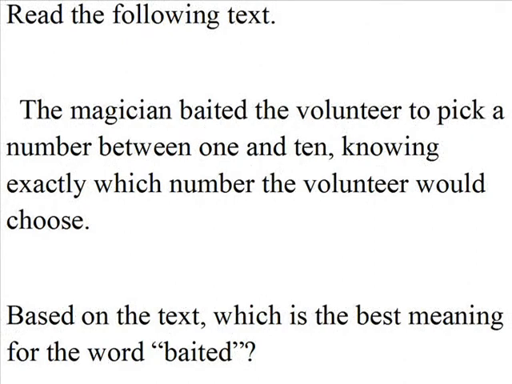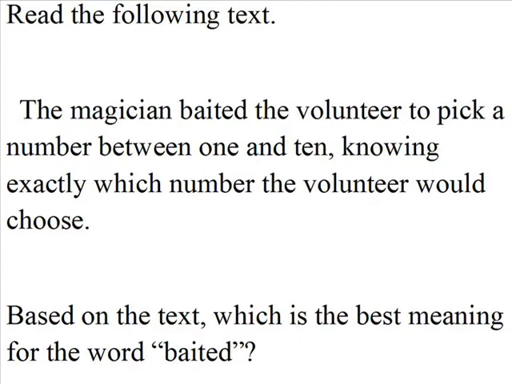Okay, here's our sentence. The magician baited the volunteer to pick a number between 1 and 10, knowing exactly which number the volunteer would choose. Okay, my word is baited. I need to know what part of speech the word baited is being used as. Okay, it's being used as a verb, more specifically an action verb.